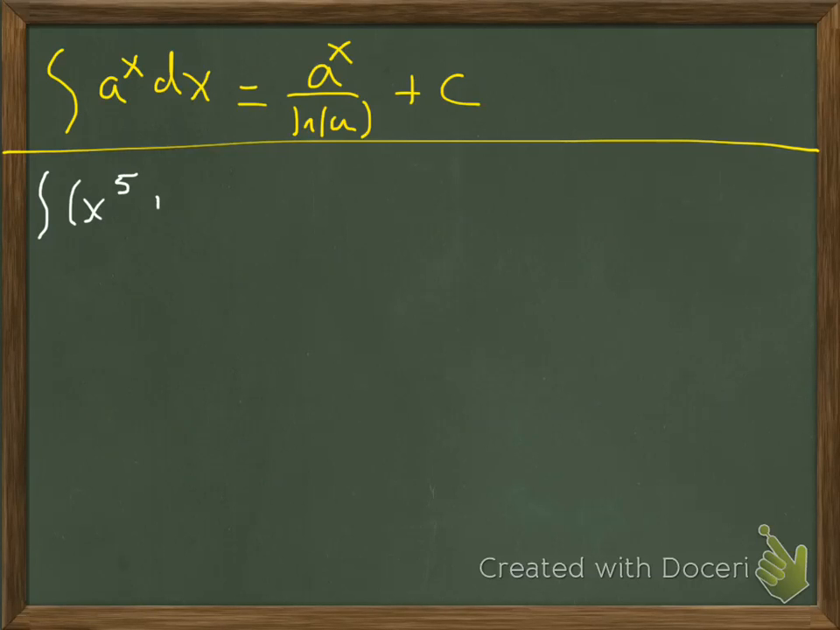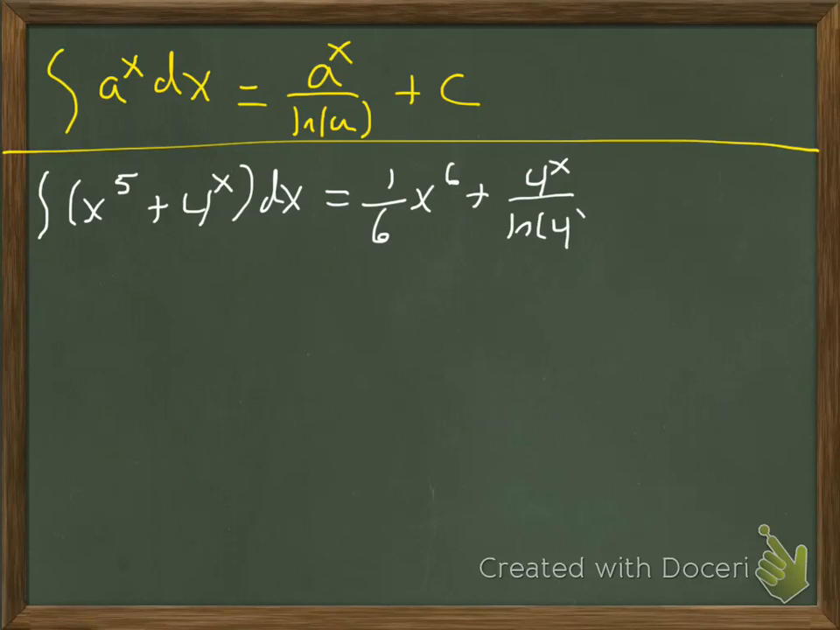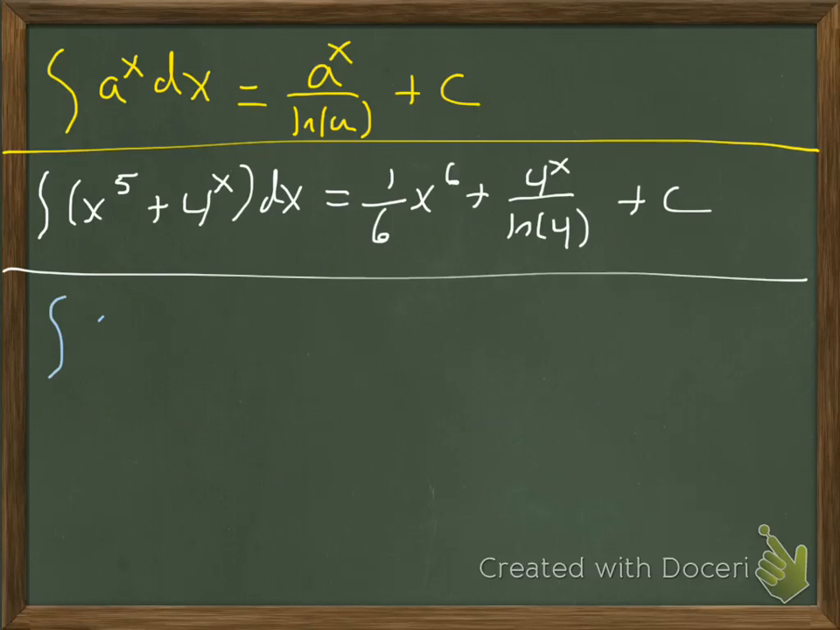So let's say we want to integrate x to the fifth plus 4 to the x dx, and alright, so don't get creative. You know how to do x to the fifth. Add 1 to the exponent, divide by your new exponent. So antiderivative of x to the fifth is 1/6 x to the sixth plus 4 to the x divided by ln of 4 plus your constant of integration. Alright? And then if I really wanted to, I could take the derivative of this, and then it would get right back to x to the fifth plus 4 to the x.